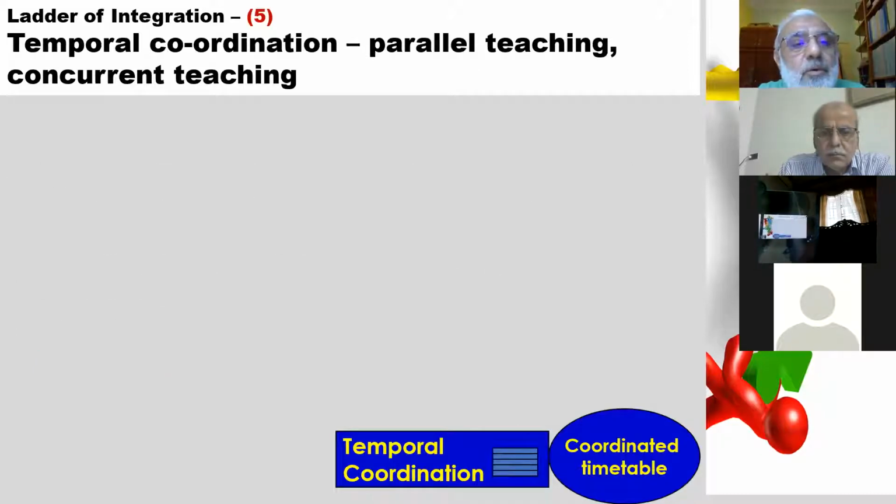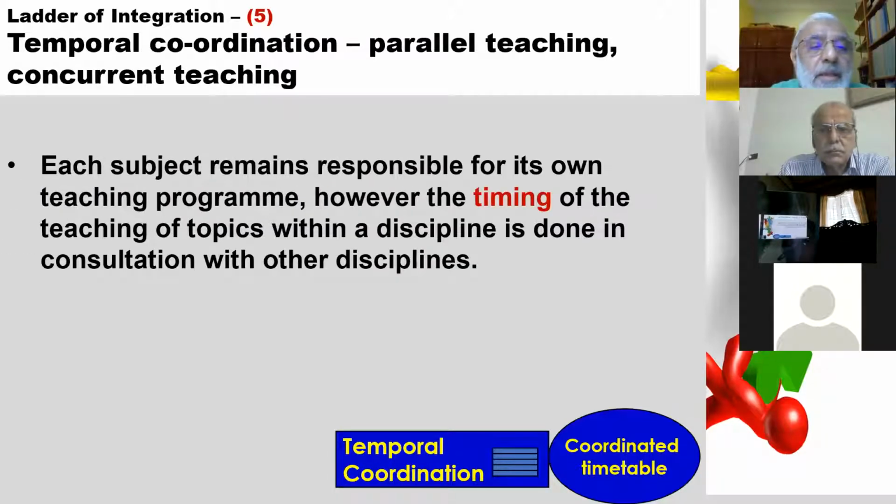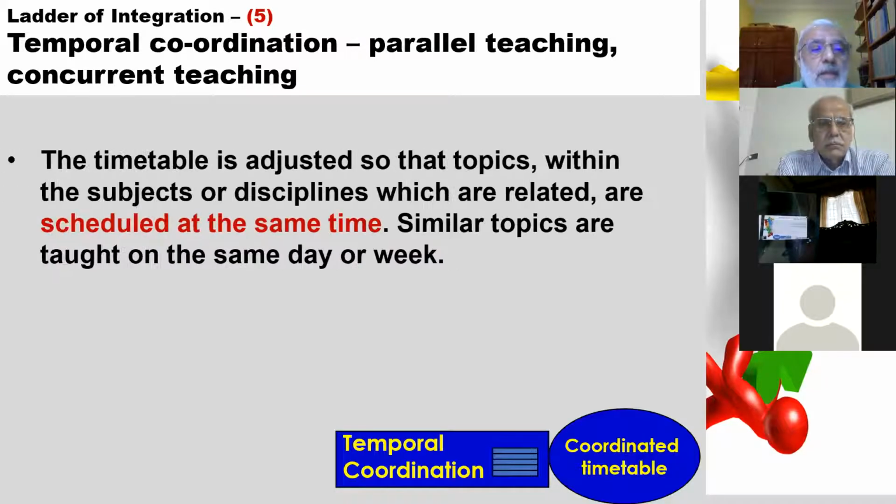Now, next, let's jump to integration level 5, which is temporal coordination, parallel teaching or concurrent teaching. This is what the GMC definition was mentioning. Here, each subject remains responsible for its own teaching program. However, the timing of the teaching of topics within the discipline is done in consultation with other disciplines. The timetable is adjusted so that topics within the subjects or disciplines which are related are scheduled at the same time. Similar topics are taught on the same day or week.